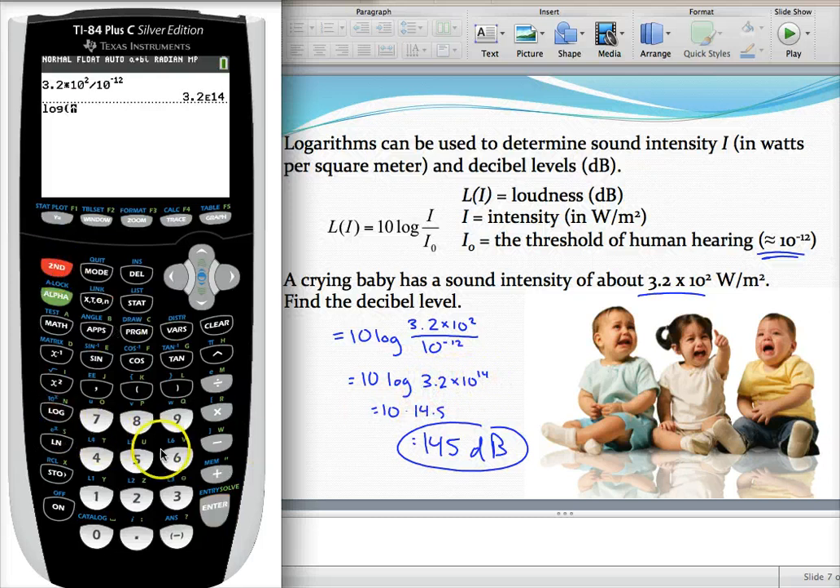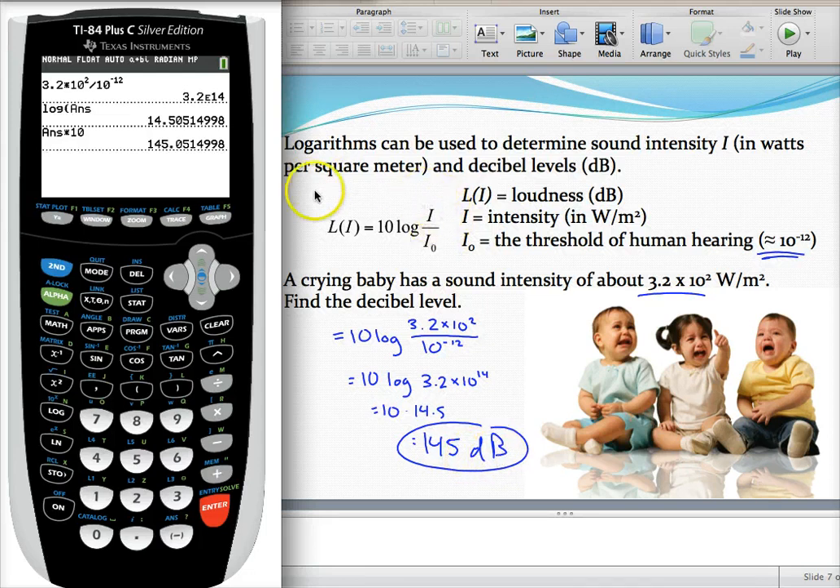And then watch this trick. I'll just hit second answer, so I don't need to type in what I just found. You can if you want to. So the log of that's about 14.5. And then finally, I've got to multiply that by 10, which I guess I don't need to do on my calculator, hopefully. You know how to multiply by 10. So I end up with a decibel level of about 145. And then your symbol for decibels is a lowercase d and a capital B.